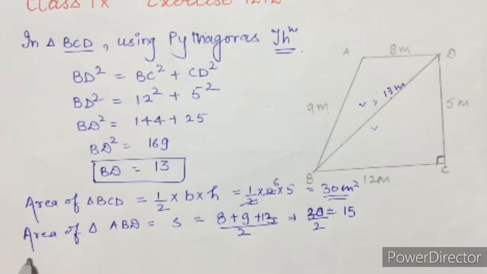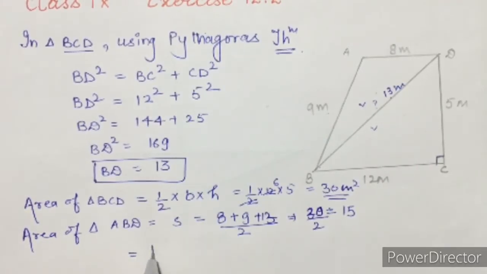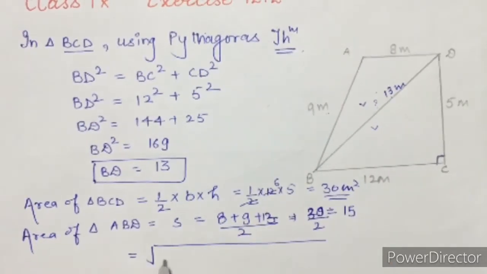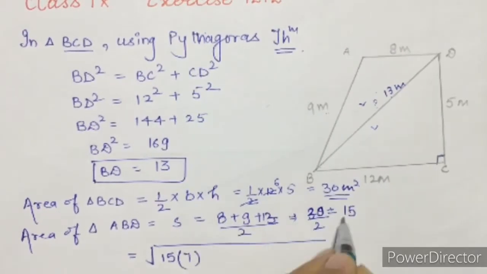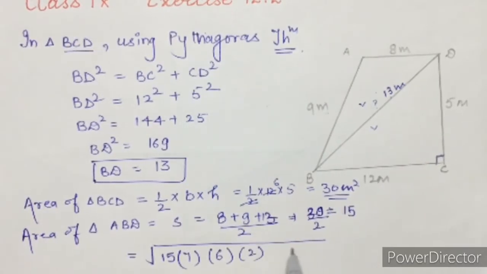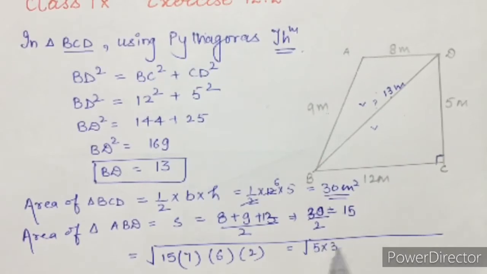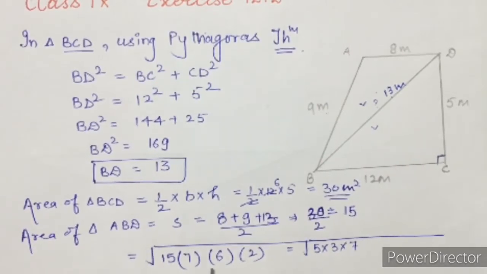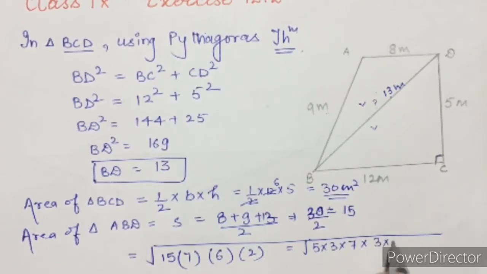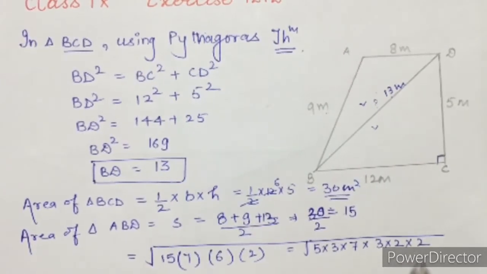I have to find the area. Area is root of S into S minus A into S minus B into S minus C. What is my S? That is 15. S minus A: 15 minus 8 is 7. 15 minus 9 is 6. 15 minus 13 is 2. Next I will break them down. 15 I can write as 5 multiplied by 3. 7 will remain as 7 because it is in its simplest form. 6 I can write as 3 multiplied by 2, and this 2 will remain in its position.